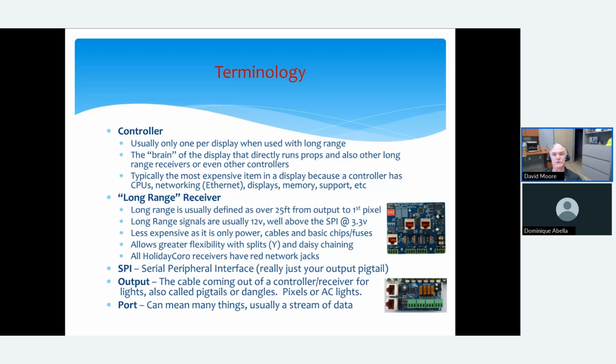So that means you have lower cost. A receiver could be 40, 50, 60% lower cost than a controller of equivalent number of outputs. Now, this also allows you to do some unique things. This is where the flexibility of long range comes in. It allows you to split the signal or repeat it in a daisy chaining.